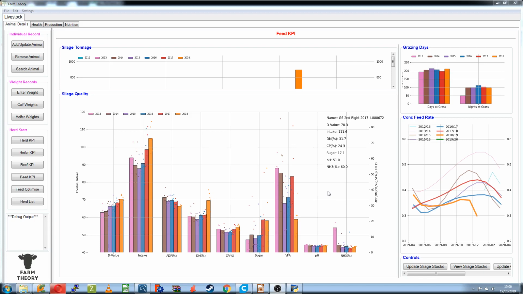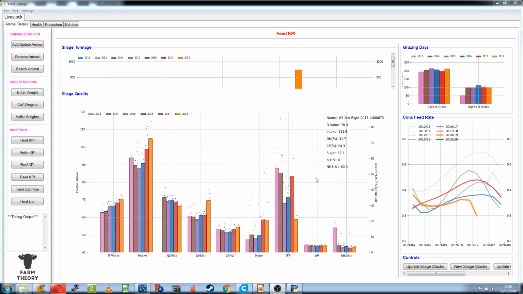So basically it shows you your average trends for each year, and all the little dots are the individual silage samples. So you're comparing averages across the whole year across all cuts of silage, and not just cherry picking the good samples and leaving out the bad ones.